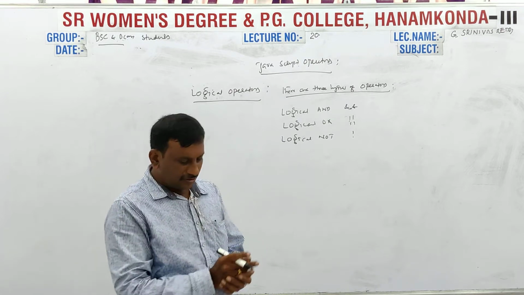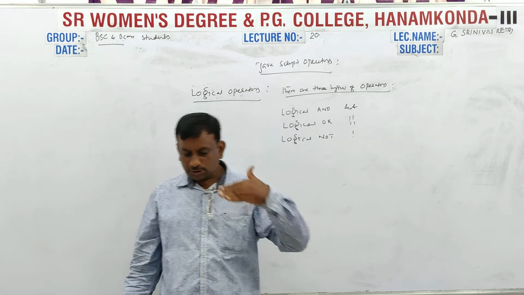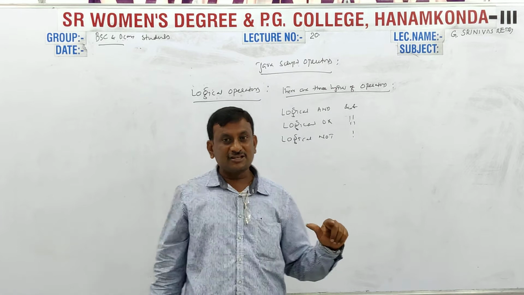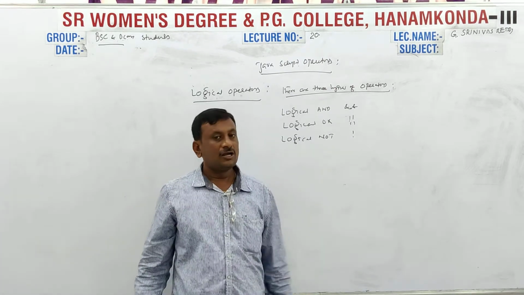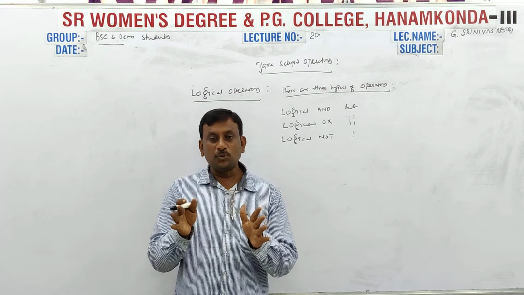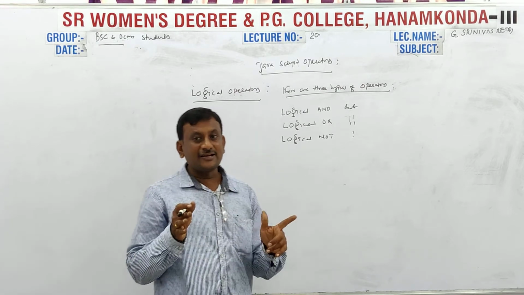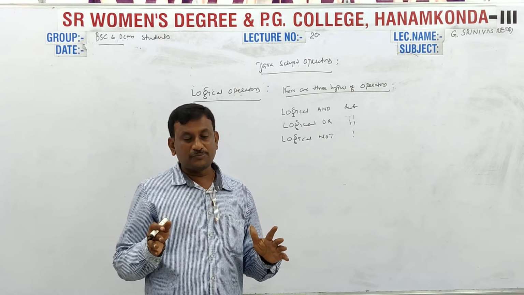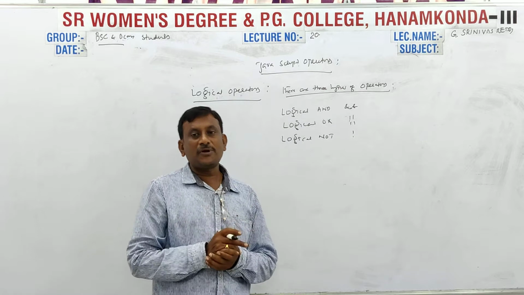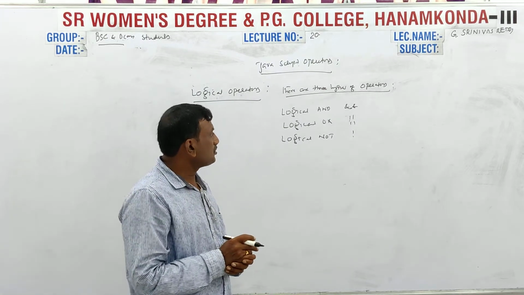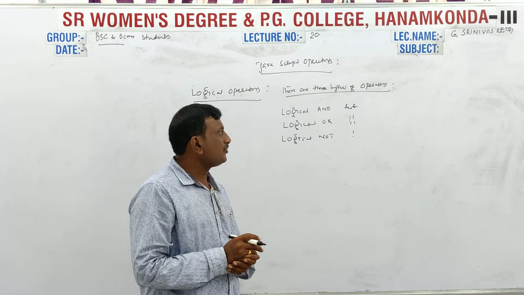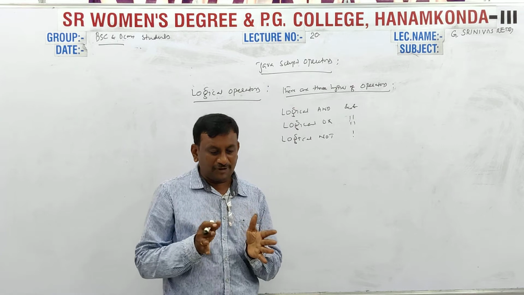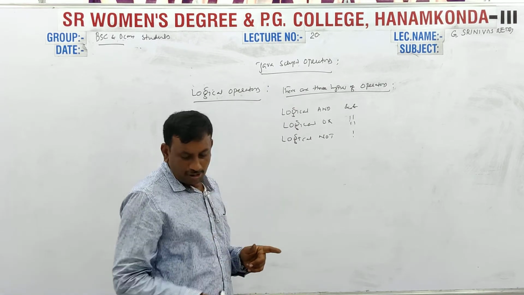The first one is logical AND. If both operands, or both expressions, give a true value, then the logical AND also gives a true value. Here A and B are the operands. When you use logical AND, A gives true and B gives true, so A AND B also gives true. Otherwise it is false. Both operands must give true for logical AND.